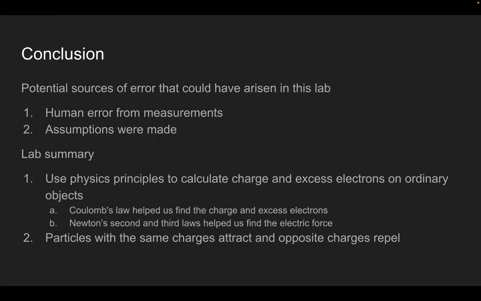In conclusion, we used a variety of physics principles to calculate the charge and excess electrons on ordinary objects. We were able to use Coulomb's law to help us find the charge and excess electrons. We were also able to use Newton's second and third laws to help us find the electric force. We also learned that particles with the same charge attract and the opposite charges repel.